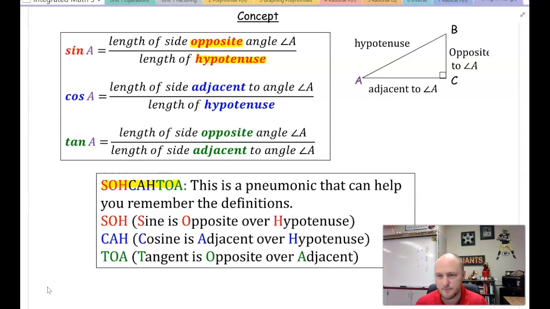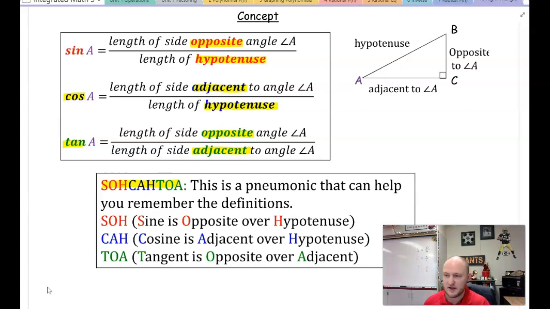the hypotenuse. Cosine. Cosine of an angle is the length of the side that is adjacent divided by the length of the hypotenuse. And then lastly, tangent. Tangent of the angle is equal to the ratio of the side that is opposite divided by the side that is adjacent. Now, where does SOHCAHTOA come into play?